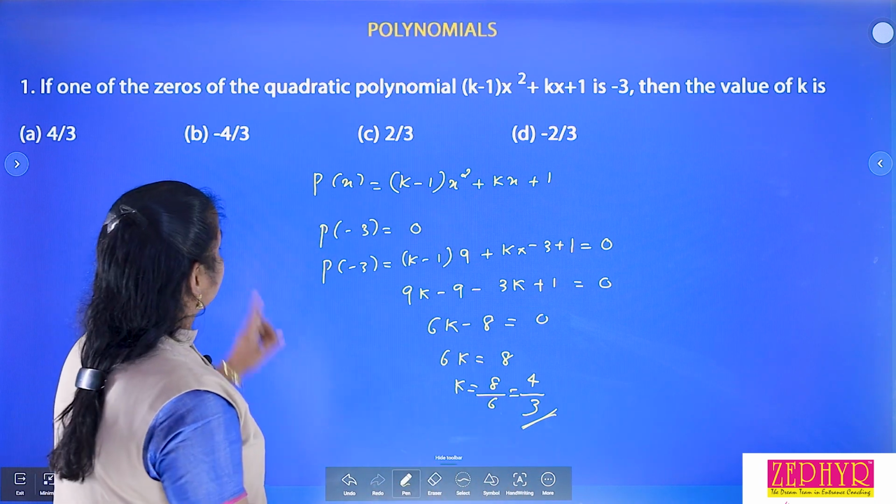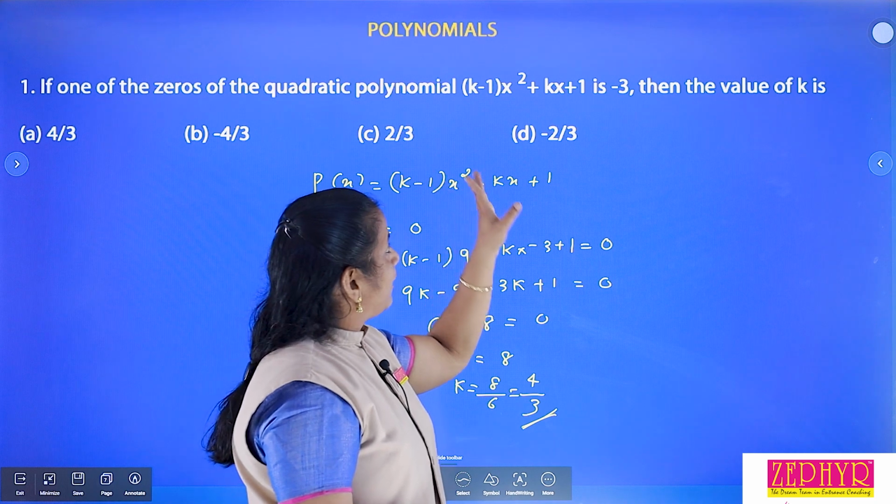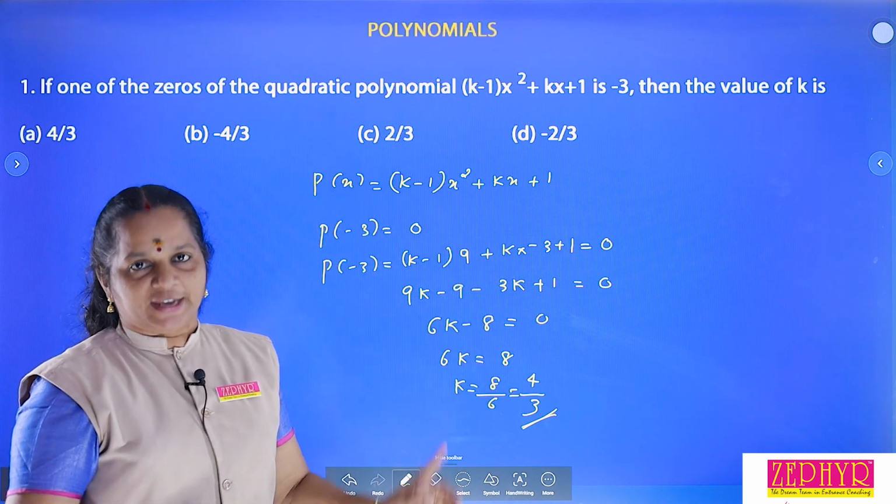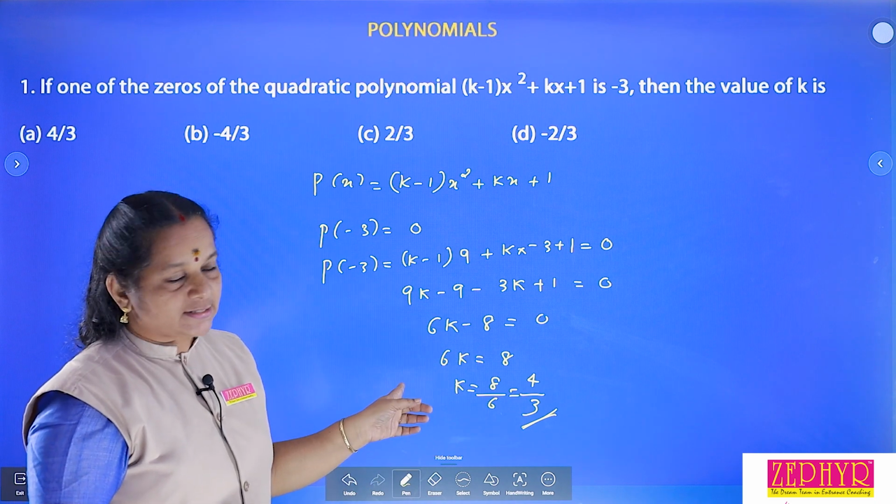If one of the zeros of the quadratic polynomial k minus 1 x square plus kx plus 1 is minus 3, then what's the value of k? That's the question. So how can we find the answer?